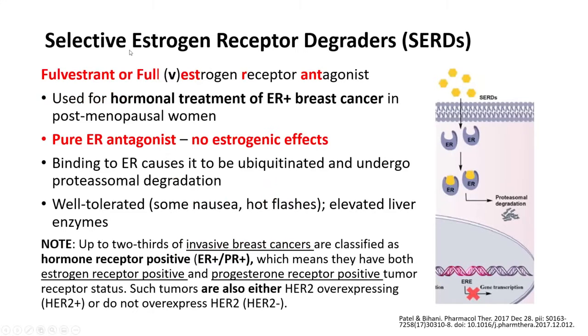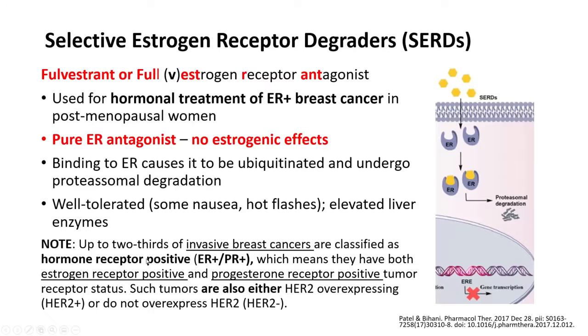We also have a group of drugs that is known as selective estrogen receptor degraders. The main representative will be fulvestrant, which is basically a full estrogen receptor antagonist. They will be used for hormonal treatment of ER plus breast cancer in postmenopausal women.